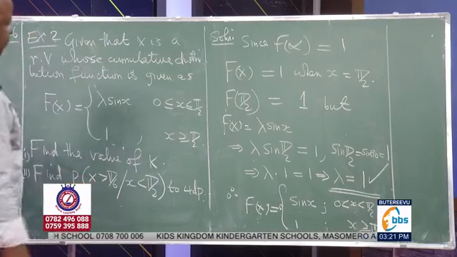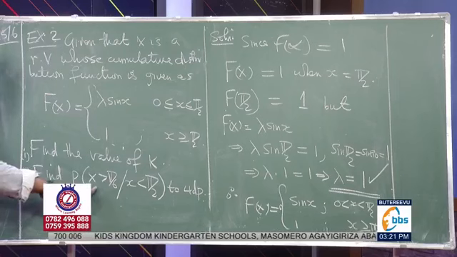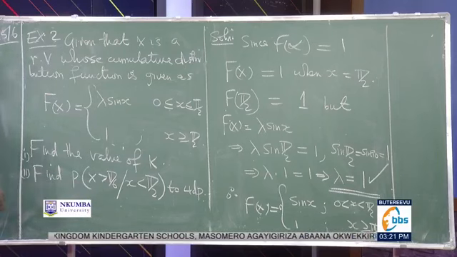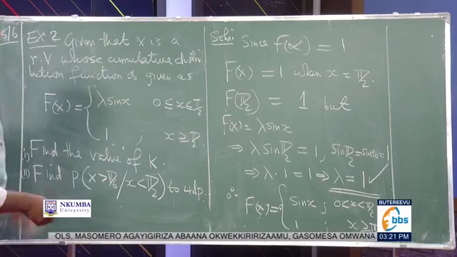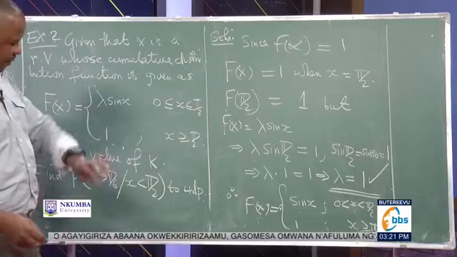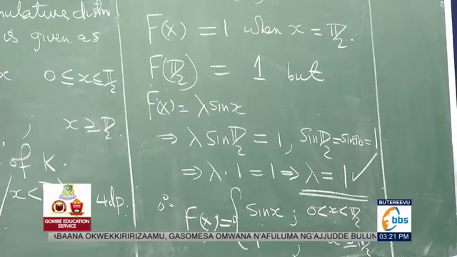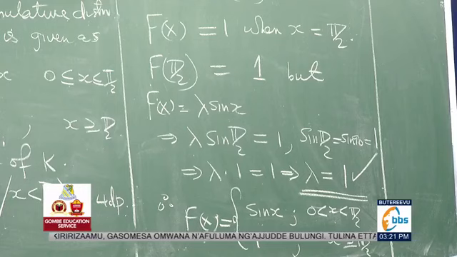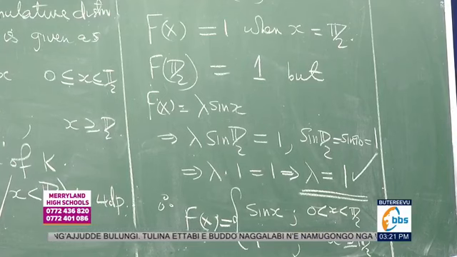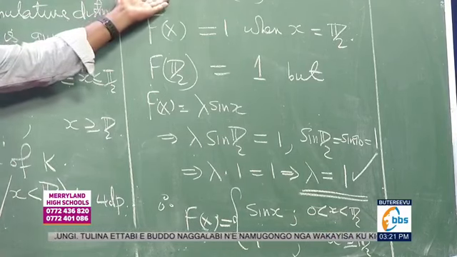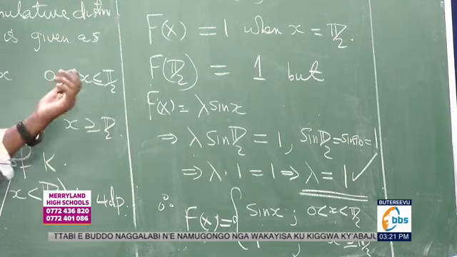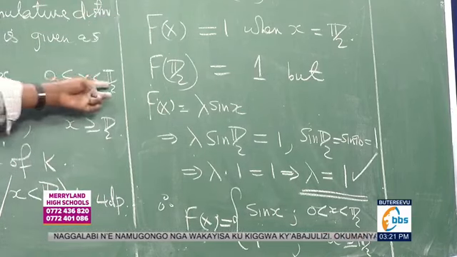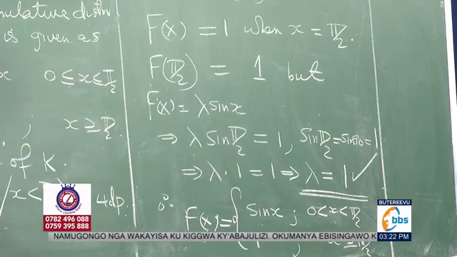Part 2, they want us to find the probability that x is greater than pi by 6, given that x is less than pi by 2. I expect that you're capturing this. We can have a few minutes for you to finish capturing that before we look at this second part. Before we look at the second part, simply consider f of the upper limit as equivalent to 1 and substitute in the upper limit in the function, equate to 1 and solve.